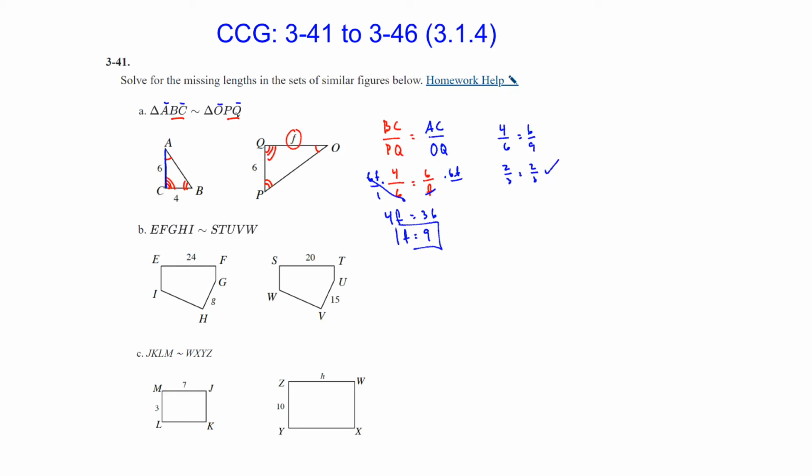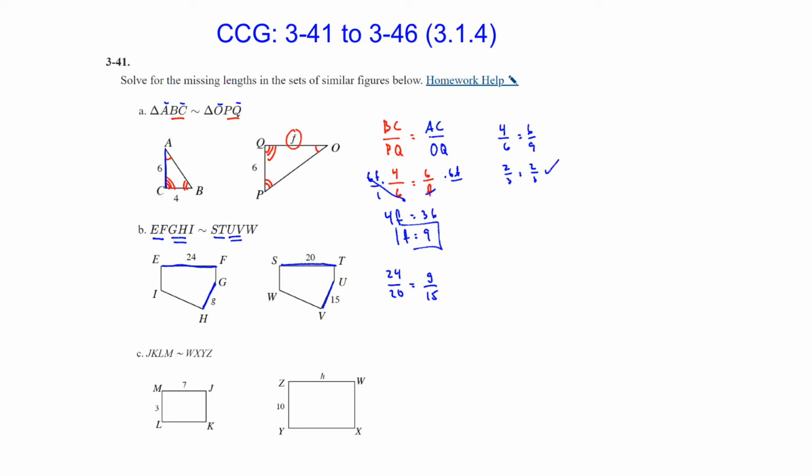All right, on part B, once again it gives the similarity statement, and side EF matches up with ST, so that will be 24 over 20 is equal to, and we're looking for this one over here, GH, which we're going to use the variable G, and GH matches up with UV, and UV is the 15. Now when they give you more sides of the figure, you might have a little bit more issue in terms of matching those up, and that's why I'm showing you what I'm looking at there.